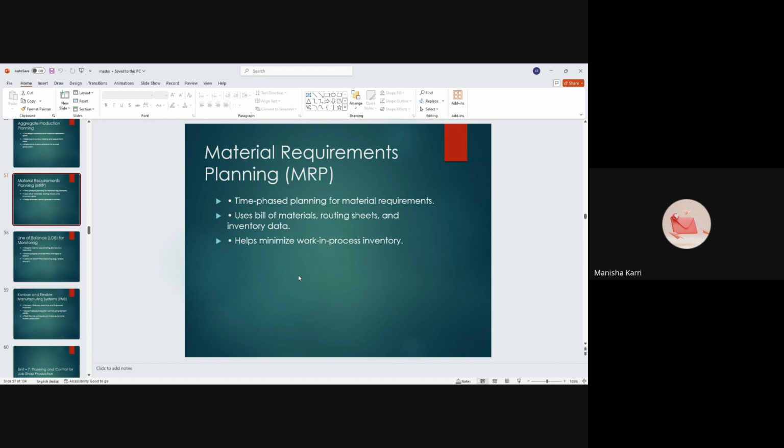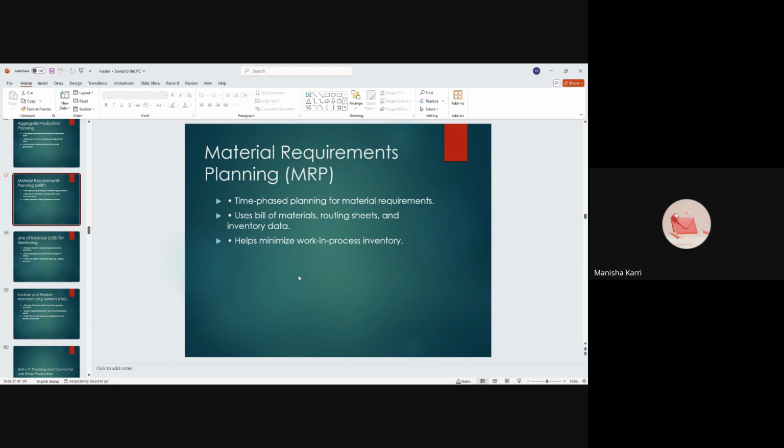Next is material requirements planning, MRP. We can see it is MRP. Generally, material requirements planning is a system used to determine when materials and components are available and when they are needed in the production process. It also schedules the material needs over time to keep the production running more smoothly.